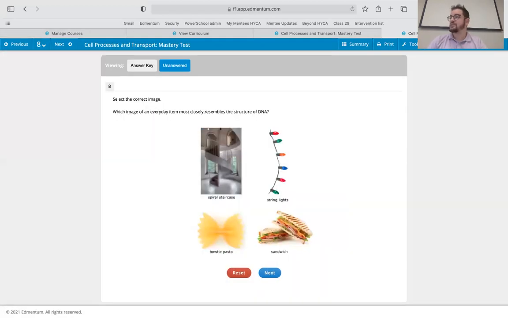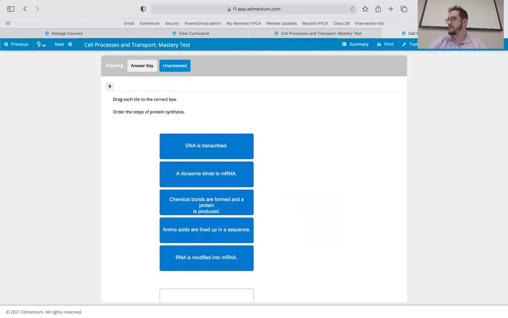All right, which image looks the most like DNA? Even though this kind of has that, the spiral staircase is the one you're looking for because it twists like a helix. Oop, I went back here. Didn't mean to do that.